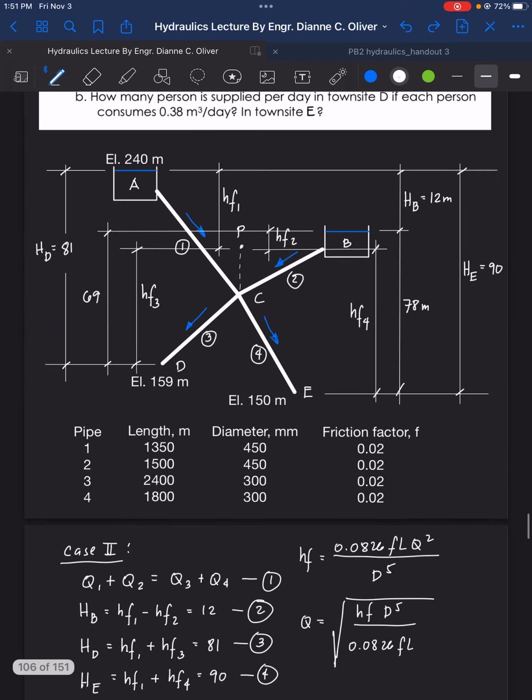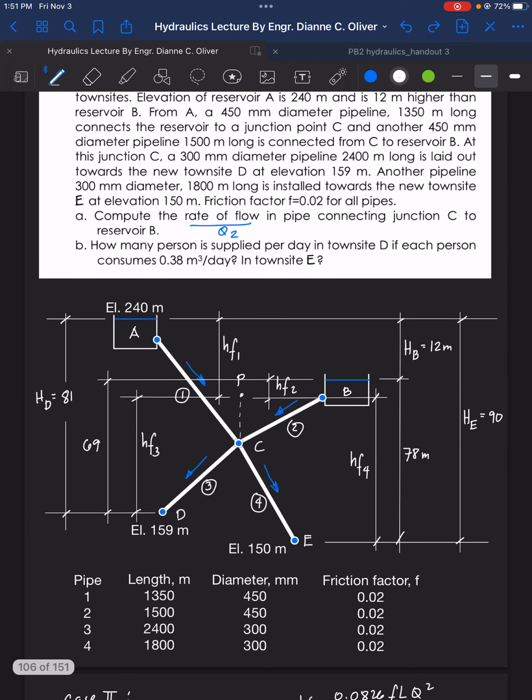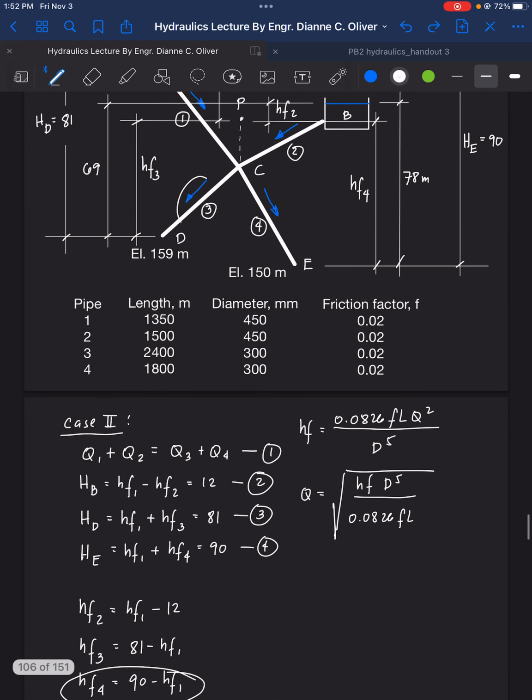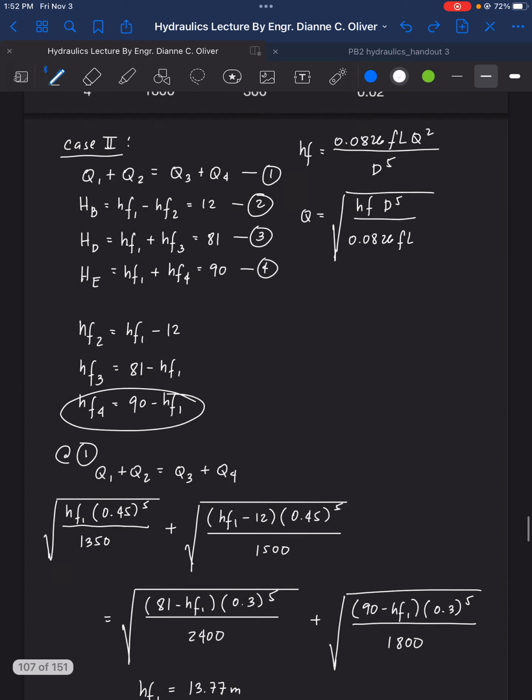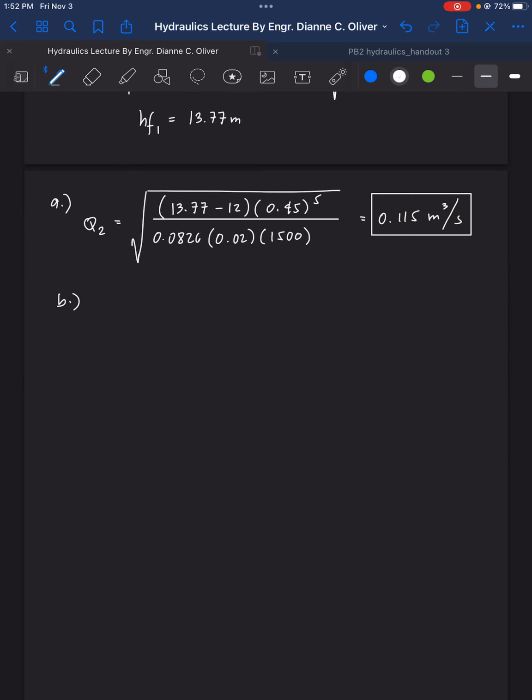Next, for letter B, how many persons are supplied per day in Townsite D if each person consumes 0.38 cubic meter per day? How about Townsite E? So here we are required to find the values of Q for Townsite D and Townsite E. So we're looking for Q3 and Q4. Let's solve the Q3 and Q4 for B and C.